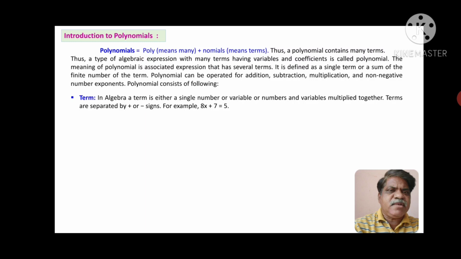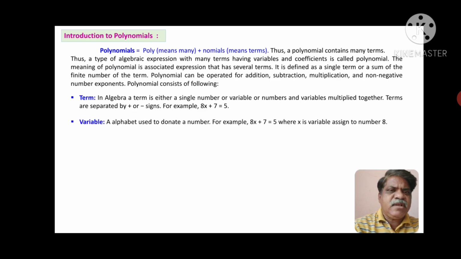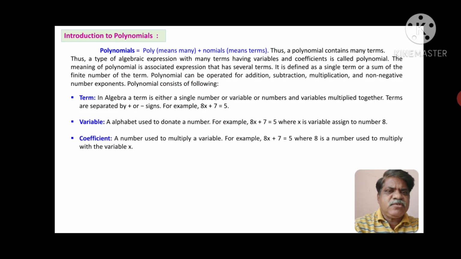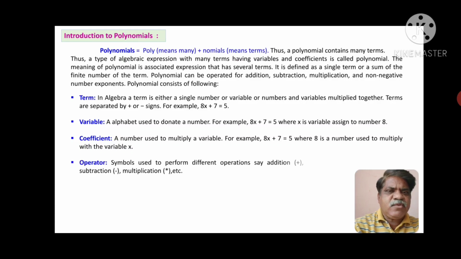A term is either a single number or a variable, or numbers and a variable multiplied together. Terms are separated by plus or minus signs. For example, 8x plus 7 is equal to 5. Variable: an alphabet used to denote a number. For example, in 8x plus 7 is equal to 5, x is a variable assigned to number 8. Coefficient: a number used to multiply a variable. For example, in 8x plus 7 is equal to 5, 8 is a number used to multiply with the variable x. So 8 is the coefficient.